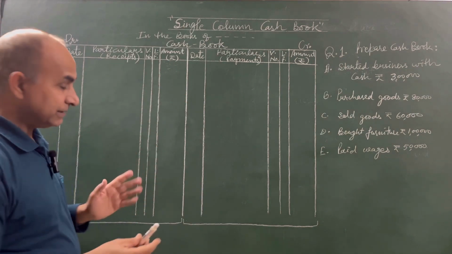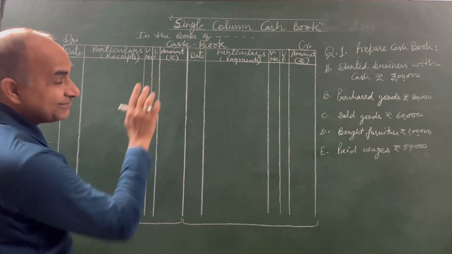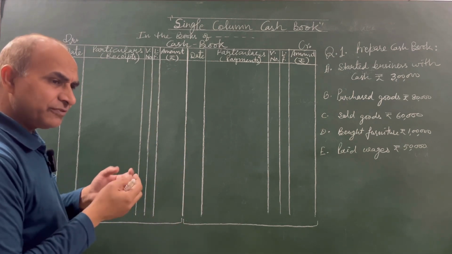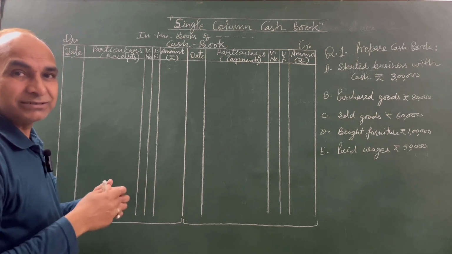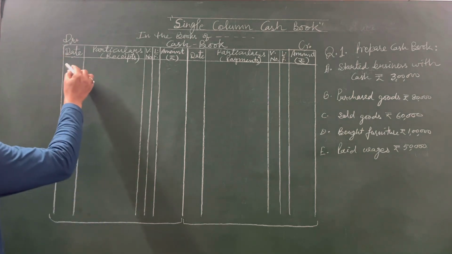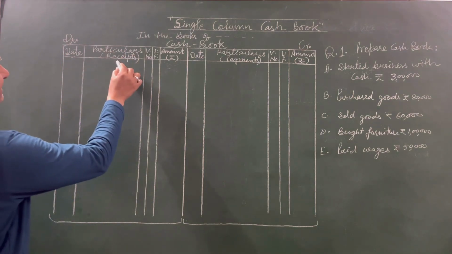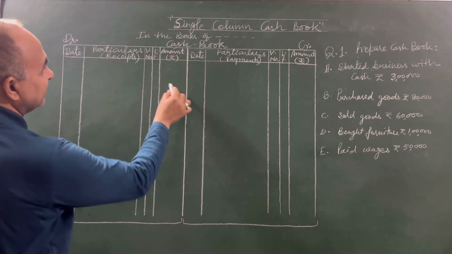So I repeat, on each side there are 5 columns basically. However, it is termed as single column because we are recording only cash. Other columns are just to mention the details of the transaction. First column date, then particulars meaning receipts, then voucher number, then ledger folio, then amount.